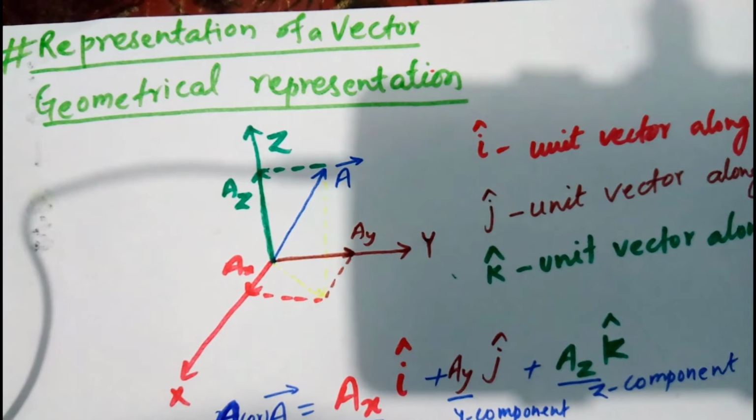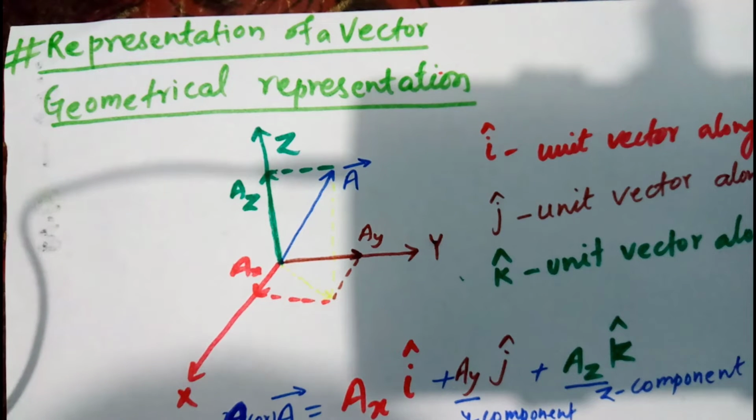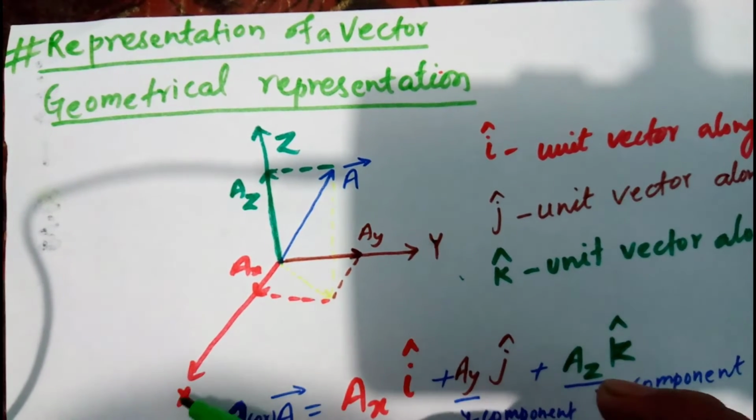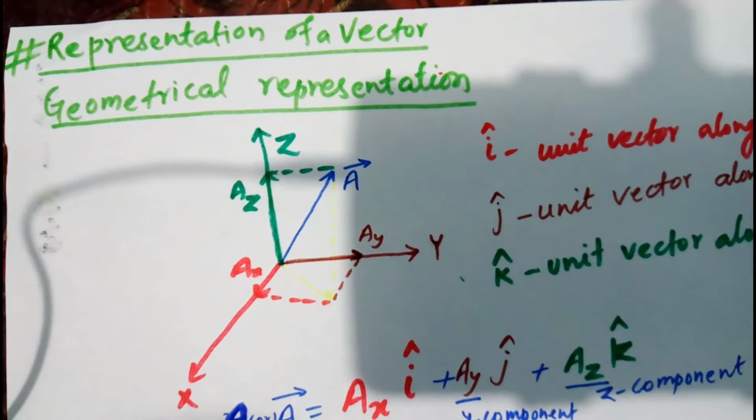We'll see how a vector is represented. First of all, I have prepared this content, and let's start with the geometrical representation, how we are going to represent a vector geometrically. So here I have drawn a Cartesian coordinate system. You can see the red one is your x-axis, the brown color represents the y-axis, and the green one is the z-axis.